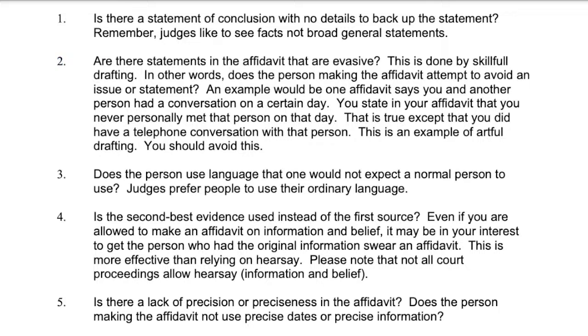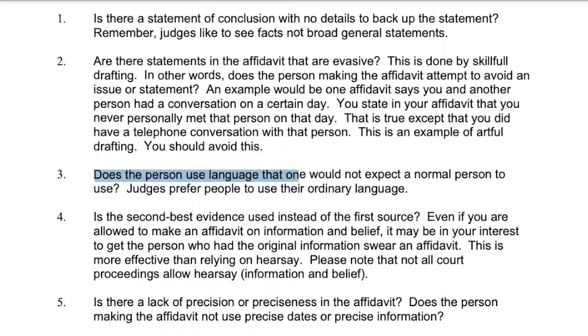2. Are there statements in the affidavit that are evasive? This is done by skillful drafting. In other words, does a person making the affidavit attempt to avoid an issue or statement? An example would be one affidavit says you and another person had a conversation on a certain day. You state in your affidavit that you never personally met that person on that day. That is true, except that you did have a telephone conversation with that person. This is an example of an artful drafting. You should avoid this.